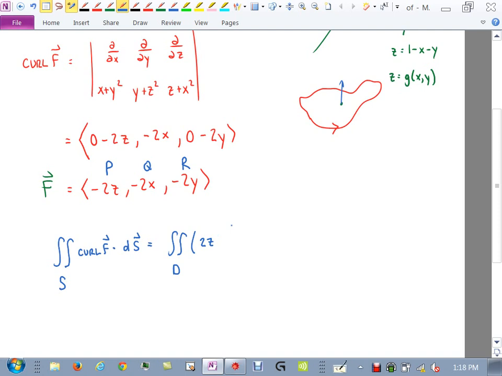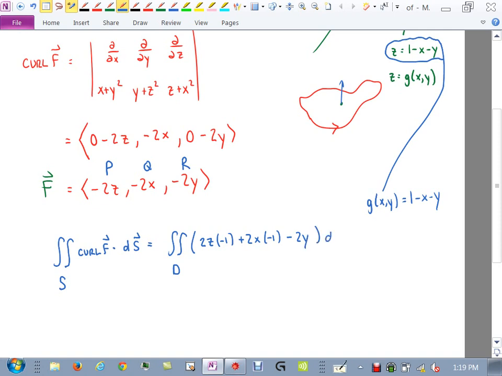What is the partial of G with respect to X? So come look up here. Remember, this was our G of x, y equals 1 minus x minus y. What's the partial of G with respect to X? Negative 1, so I'm going to multiply that times negative 1. Then I'm going to do, what's negative Q? 2x, so plus 2x. And then times the partial of G with respect to Y, which is negative 1, right? And then plus R, and R for us was negative 2y. So minus 2y, all of that dA.